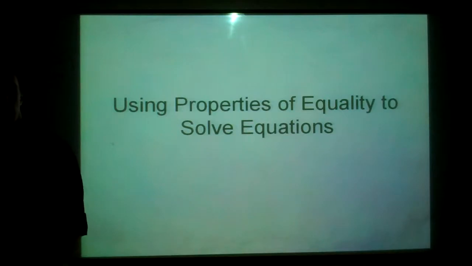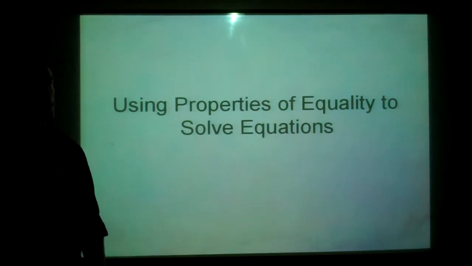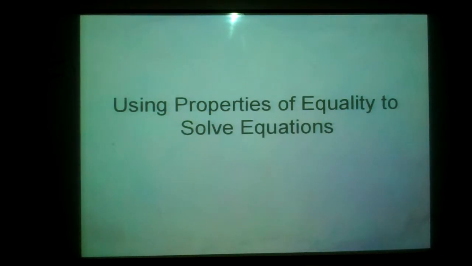Okay, this is lesson 38 for 8th grade, and today we're talking about properties of equality to solve equations. Now, we've been doing this for a while, but we're going to hit it again because this is definitely algebra, some simple algebraic things that we need to make sure we have on lockdown.